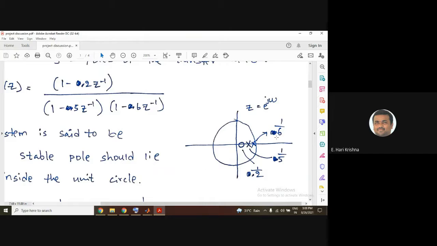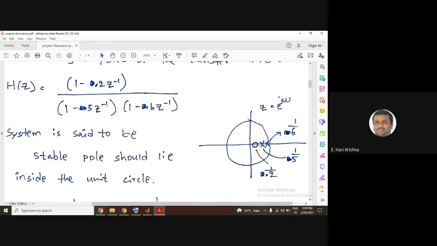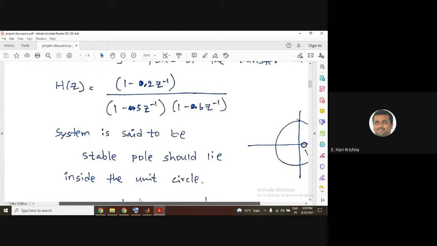This is the z plane. In MATLAB, you have the command zplane to give the pole-zero plot of the transfer function. And the system is said to be stable. Any system's stability is very important. That is, the poles should lie inside the unit circle. Now you can see here, two poles are there. The poles are inside the unit circle, so we can say the system is stable.